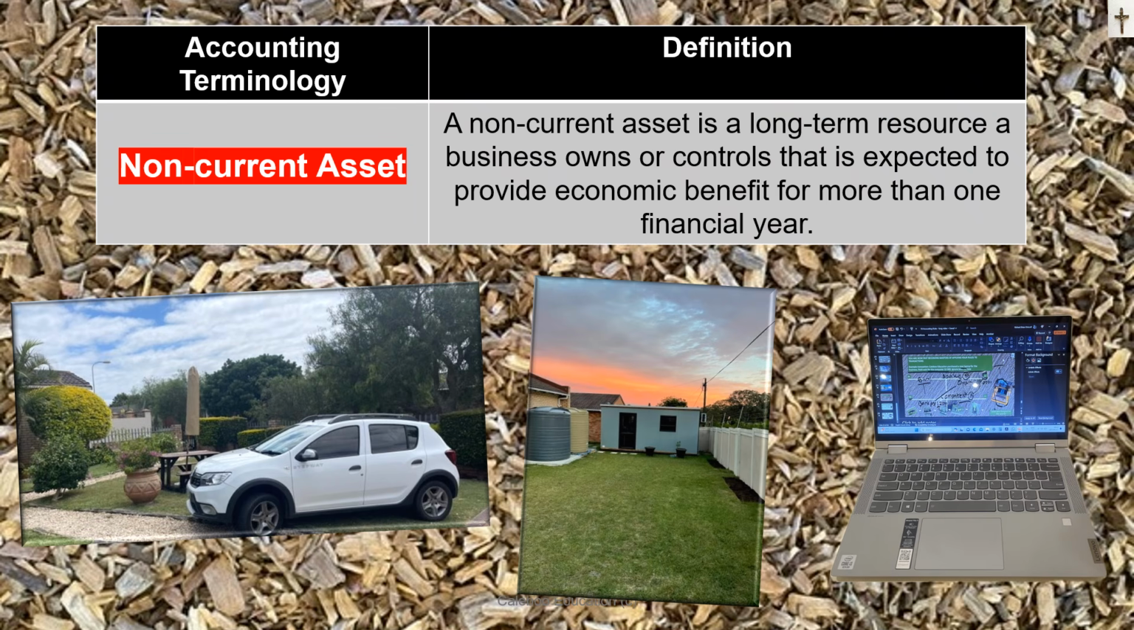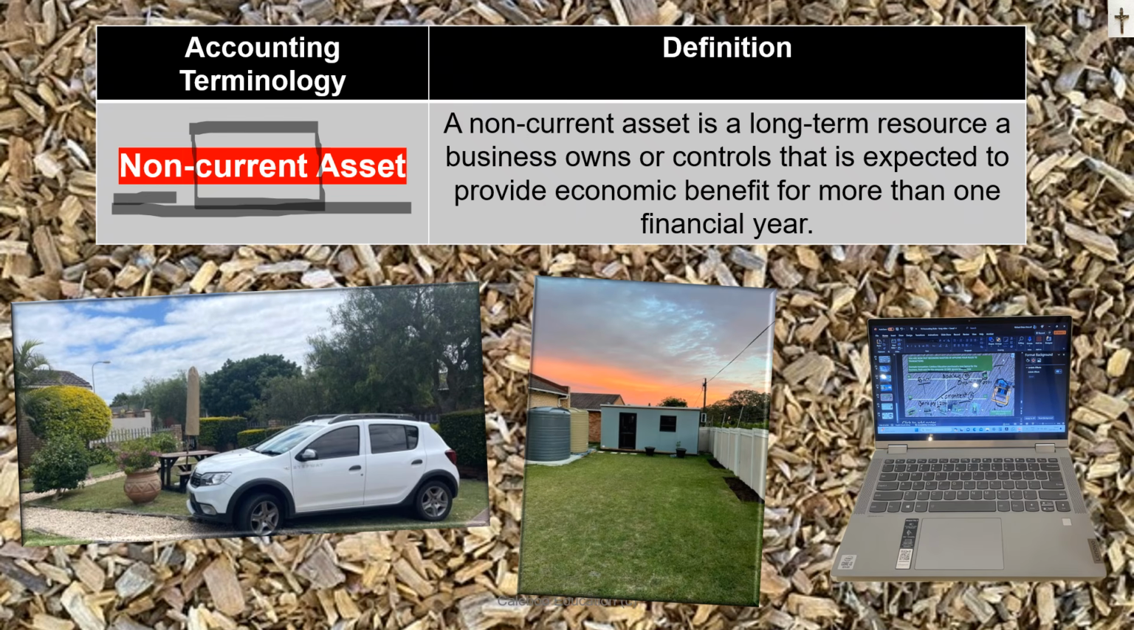Now you get different types of assets, as I've mentioned. You get a non-current asset. Now, current in accounting means the current period we are reporting on, the 12 months we are reporting on. So if your financial year is from the 1st of January to the 31st of December, that is your current year.